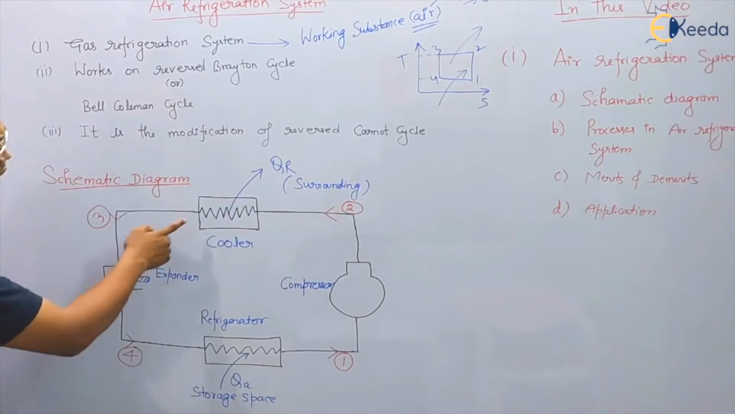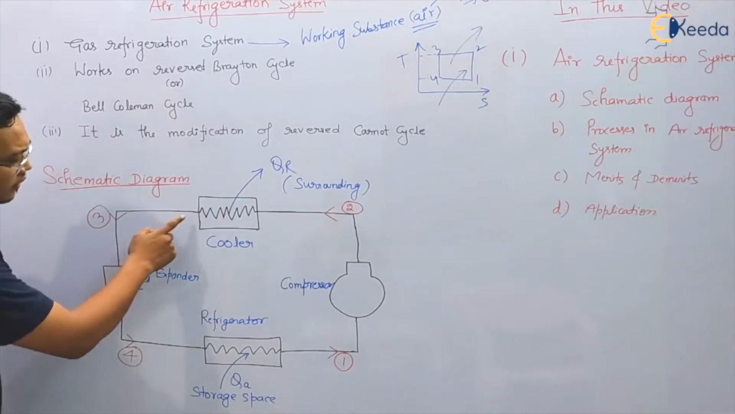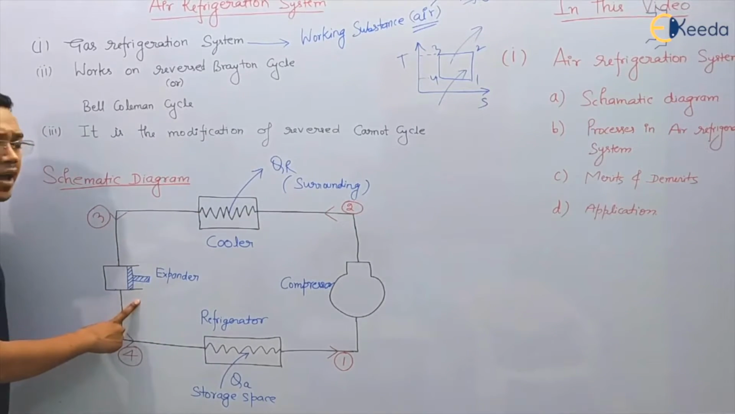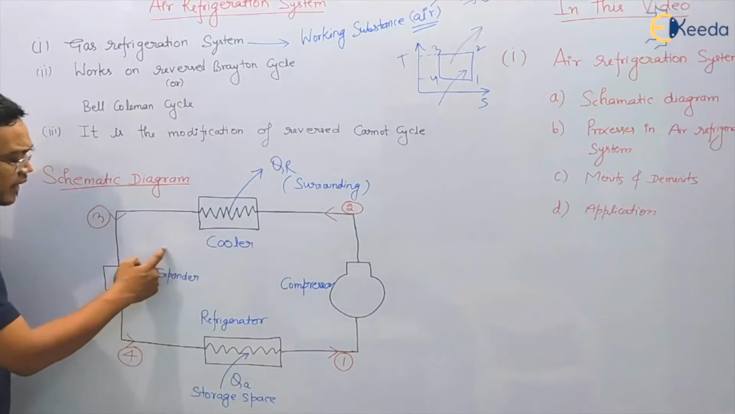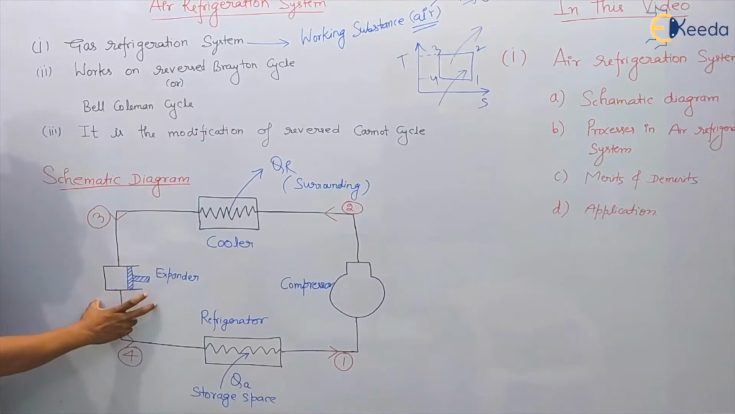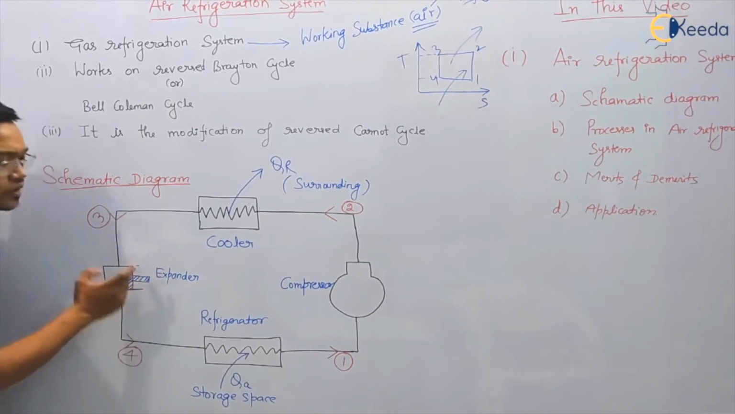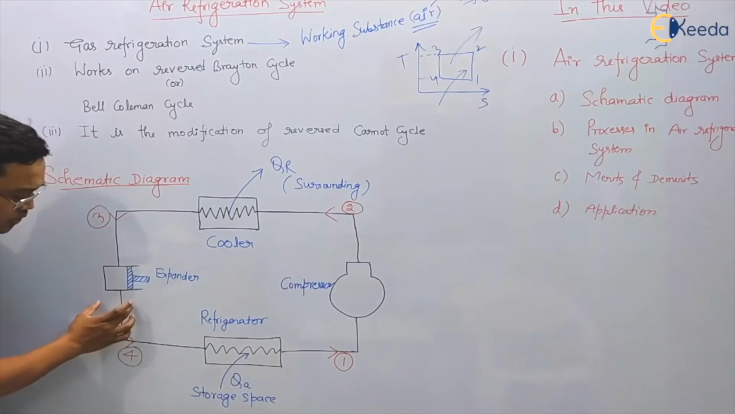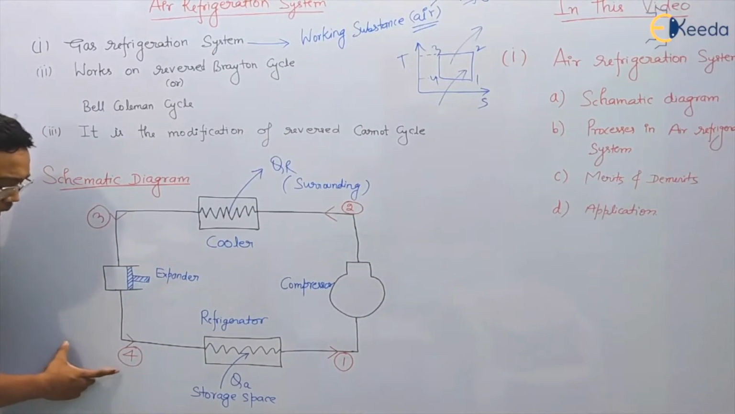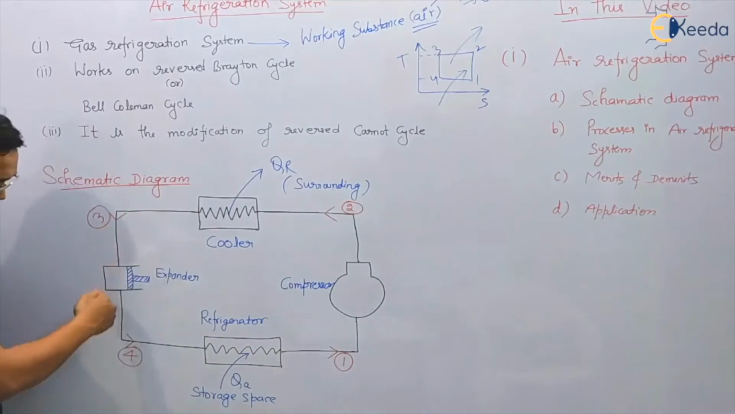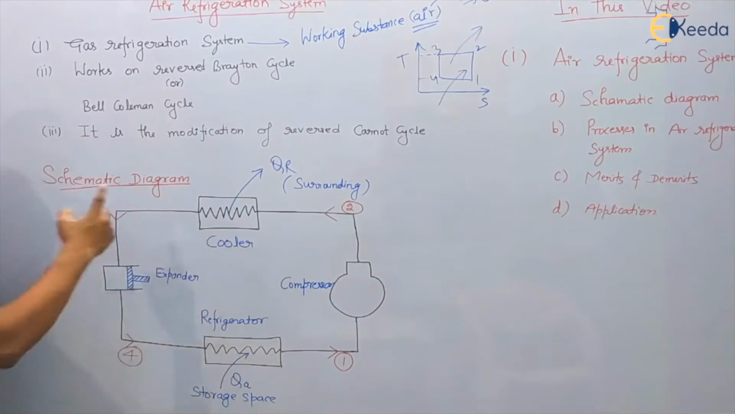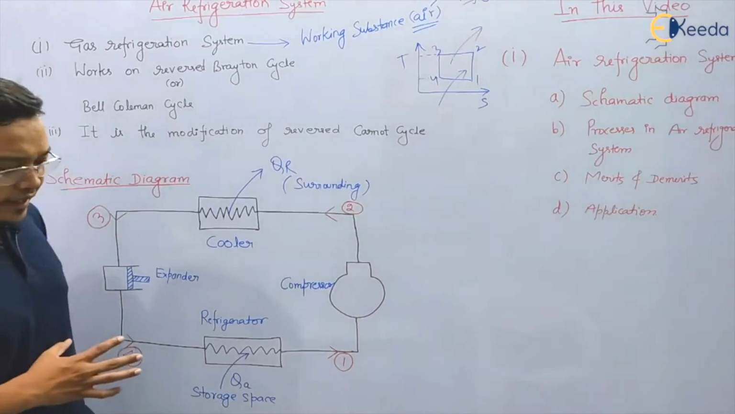Now, after releasing heat, this air will go to the expander. In the expander, pressure of air and temperature of air will reduce. So it will again come at stage number 4. So again this cycle will happen. The process will repeat. Okay friends, this is the schematic diagram.